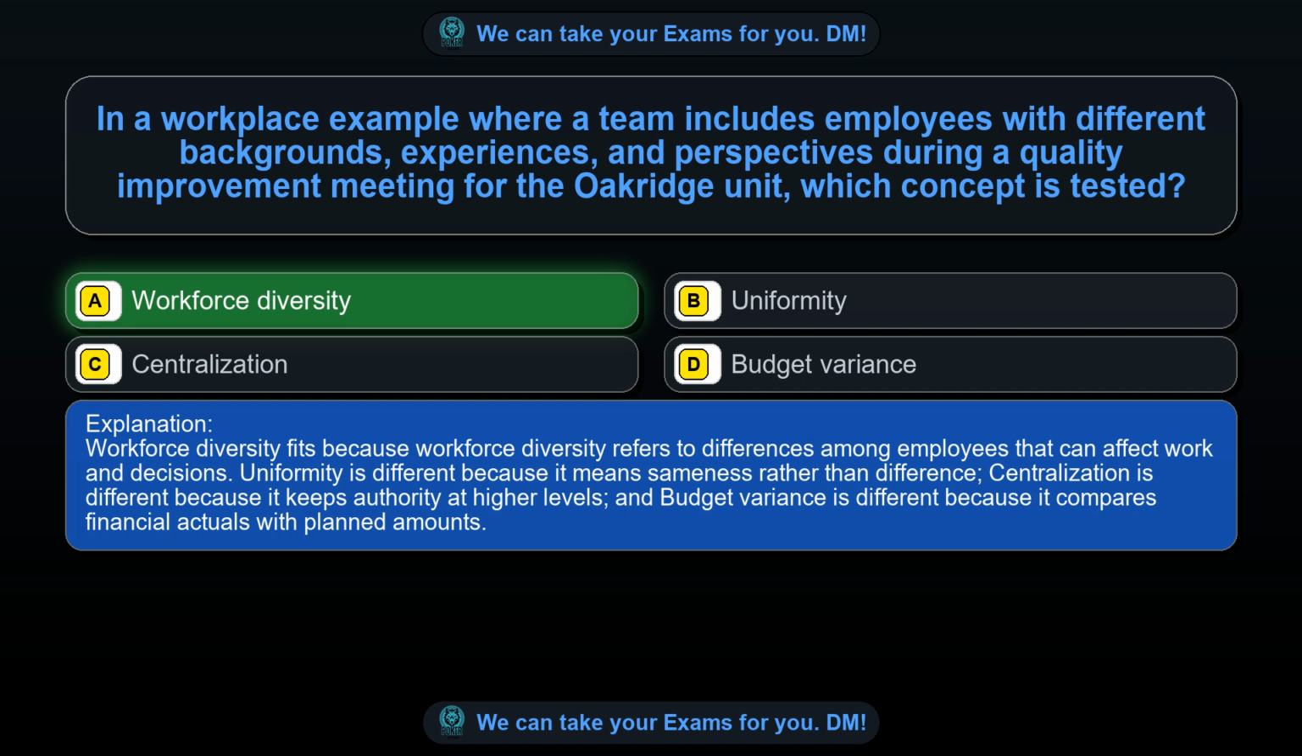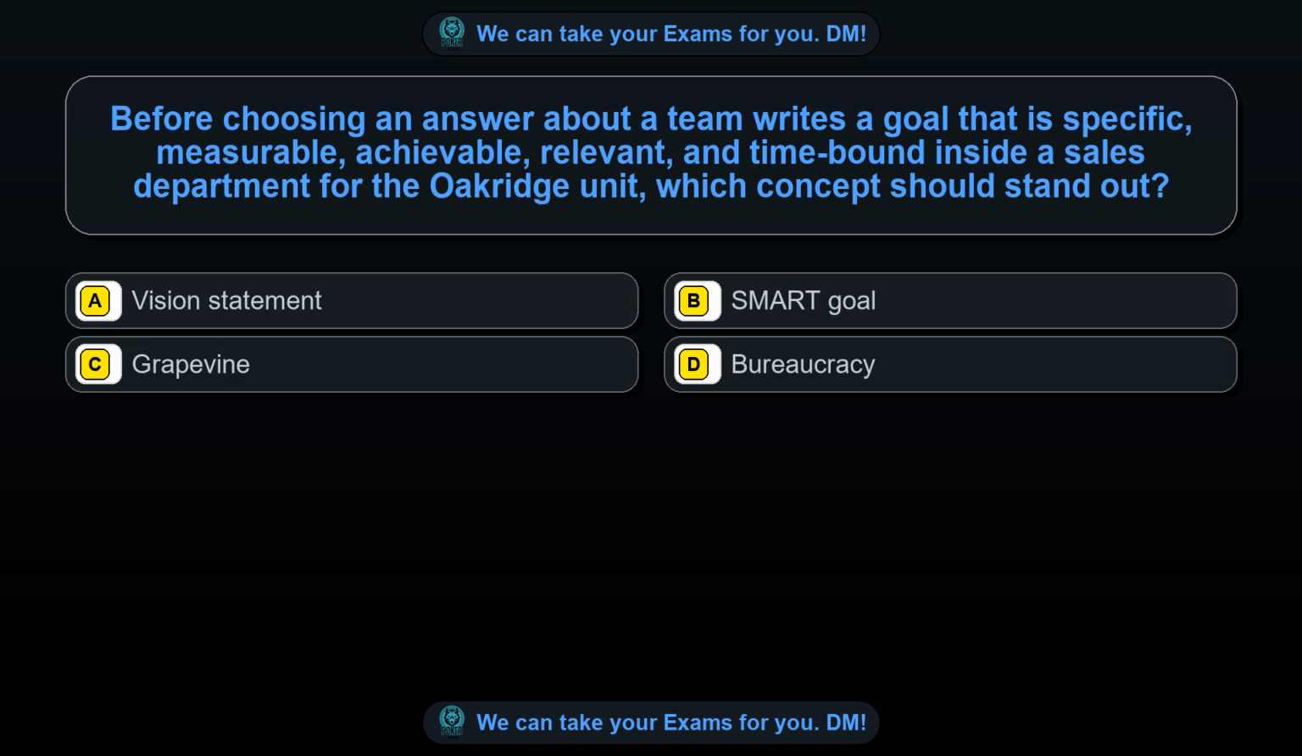Centralization is different because it keeps authority at higher levels, and budget variance is different because it compares financial actuals with planned amounts. Question 26.